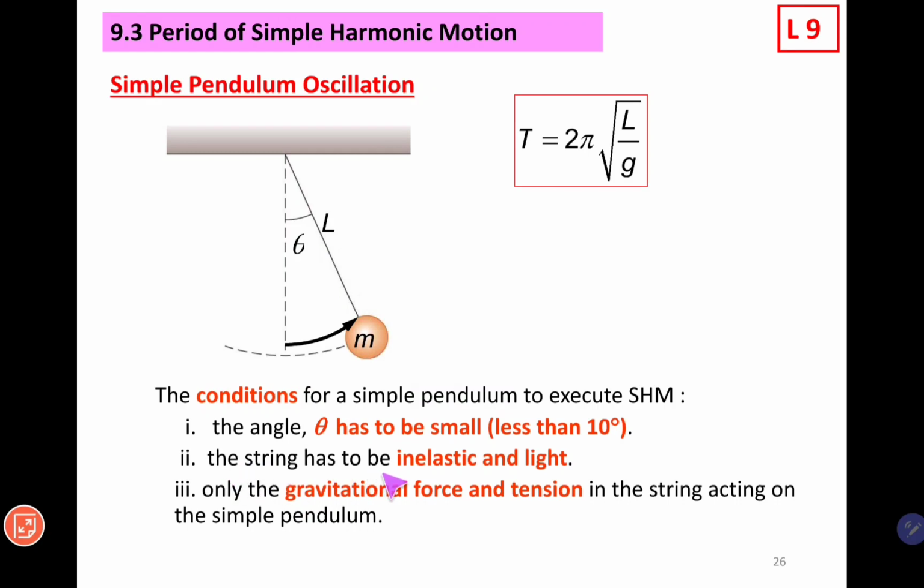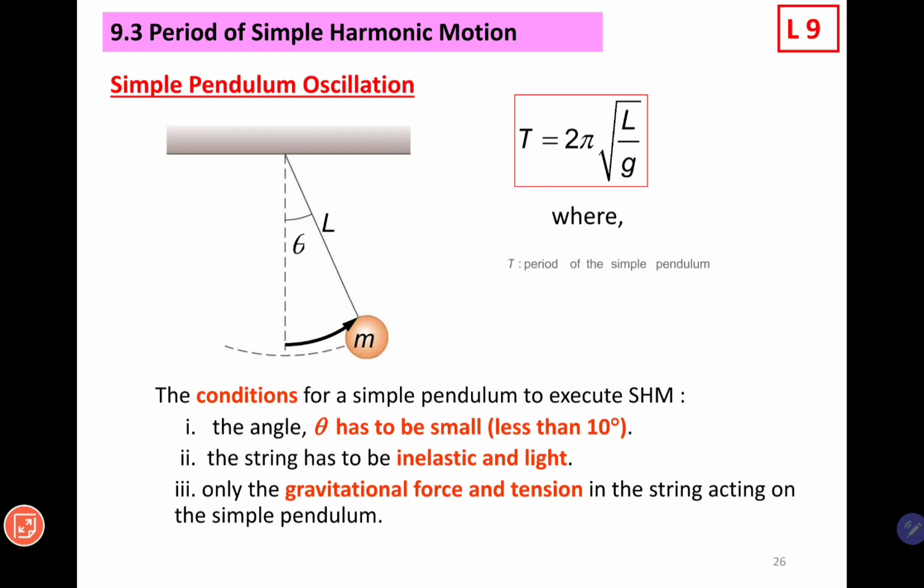Then the string has to be inelastic and light. The string should be inelastic. What does it mean? There is no change in length. And the mass of the string can be ignored, it's very light. Then only the gravitational force and the tension in the string act on the simple pendulum. So it must be free from any external force. The forces exerted on the system are just the gravitational force and the tension in the string. That's all, no other forces. So there is no external force exerted on the system. It must be a closed system here. This is the equation of period for our simple pendulum oscillation.